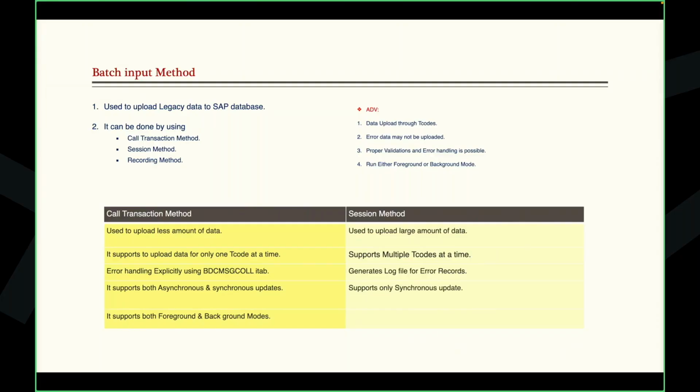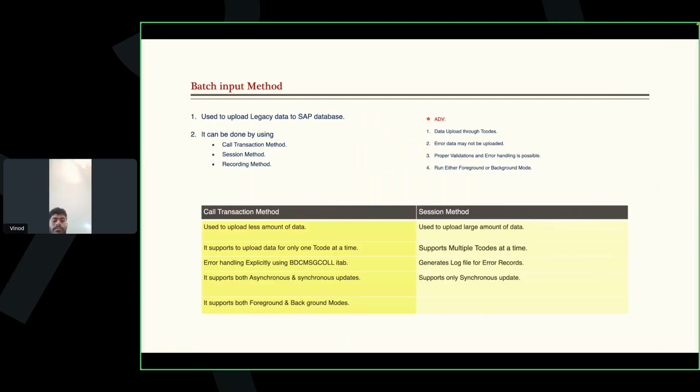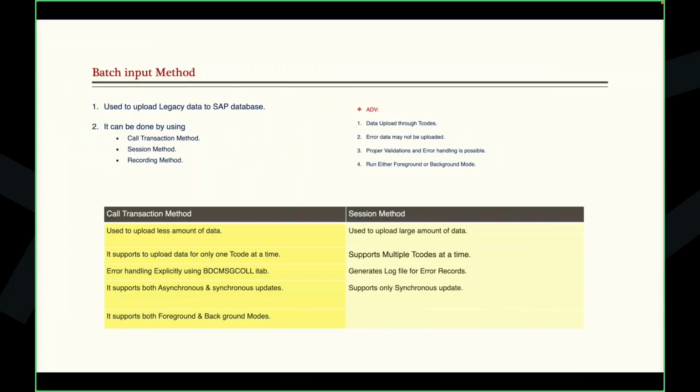The main difference between call transaction and session is that in the session process, a session is created separately. By using that session, we can upload data to the SAP database table, and we can also see what errors happened, because a log is created for the errors. But in the call transaction process, we do not get a separate error log. So you need to collect the errors and fill them in the internal table called BDCMSGCOLL, and write logic to display these errors in your program. That is the difference between call transaction and session.